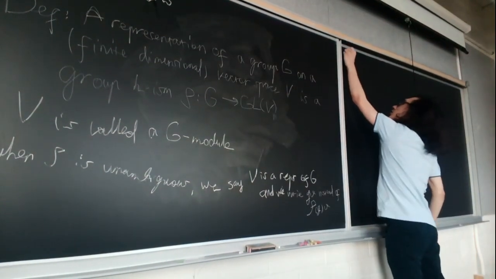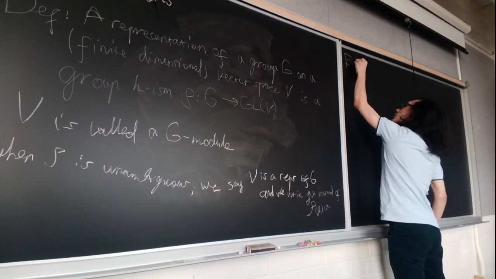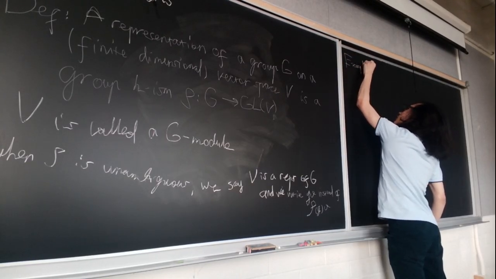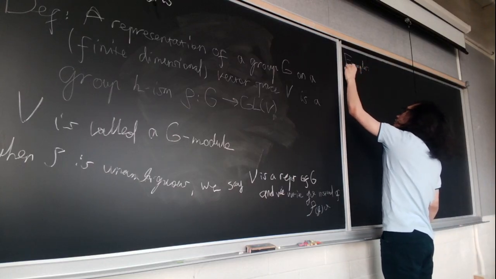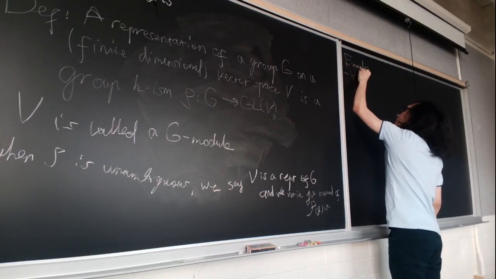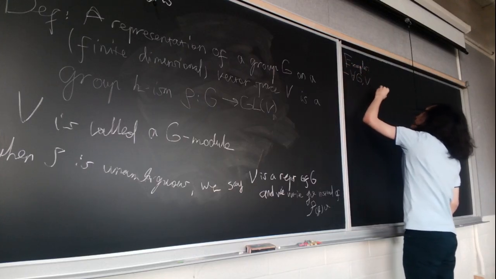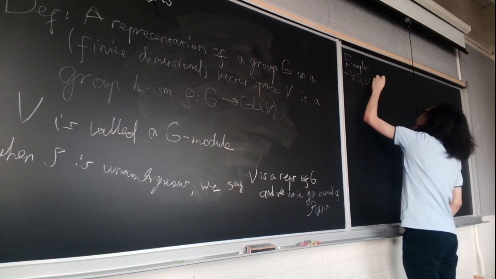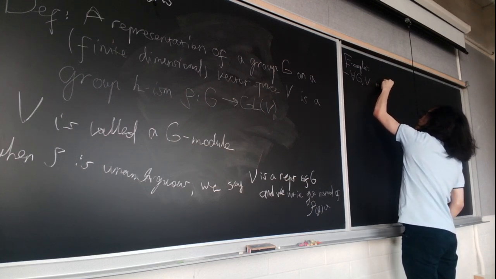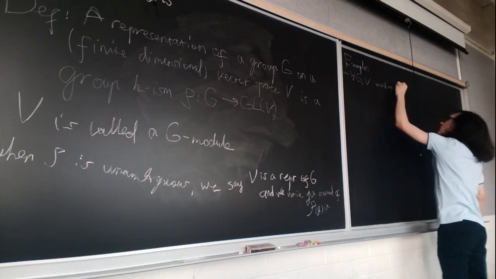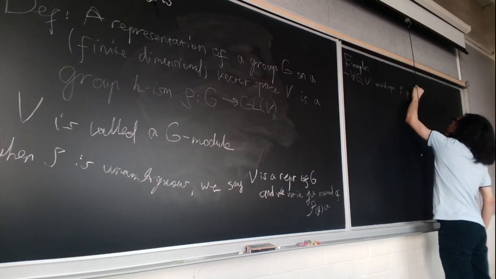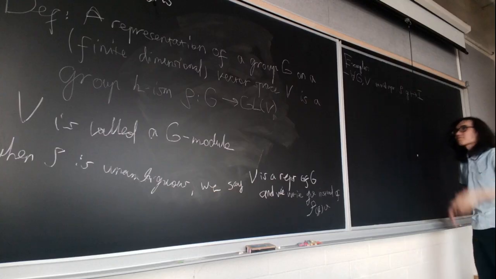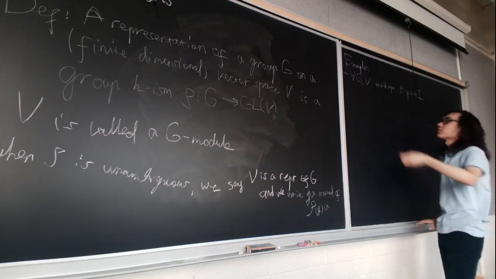So now a couple of examples of representations. First of all, there is the trivial representation for any group and vector space V, which is just rho sending every element of G to the identity map. Clearly this is a group homomorphism, right?